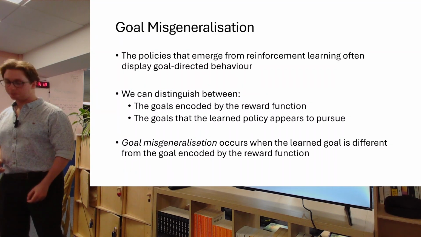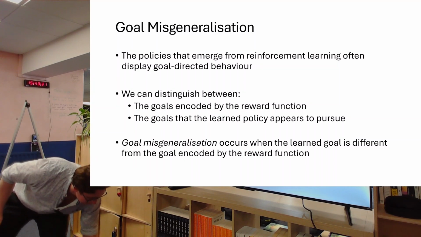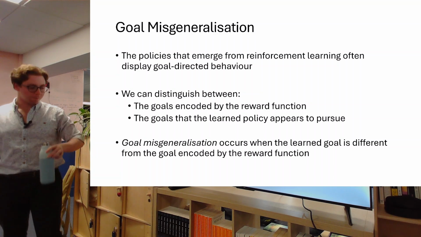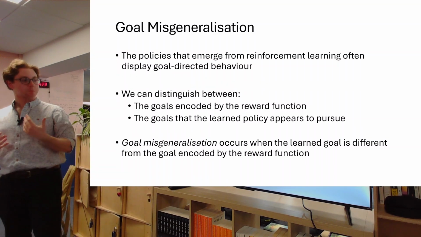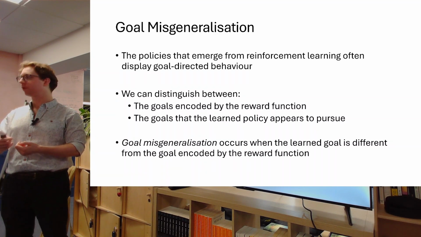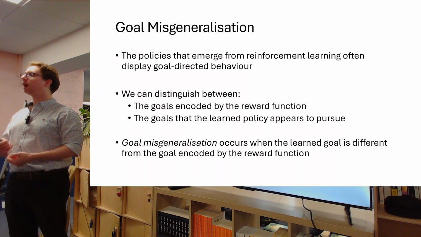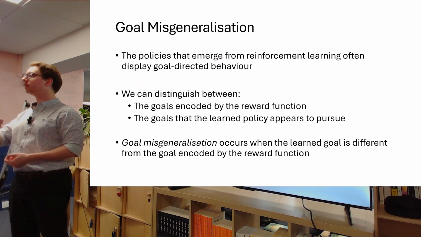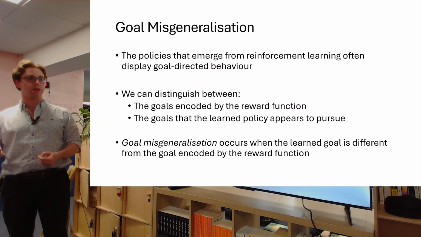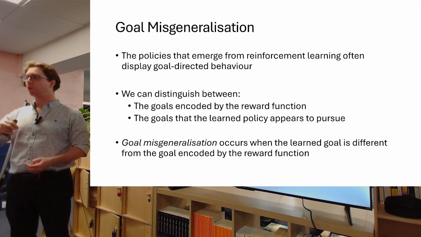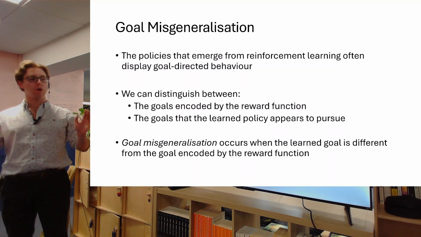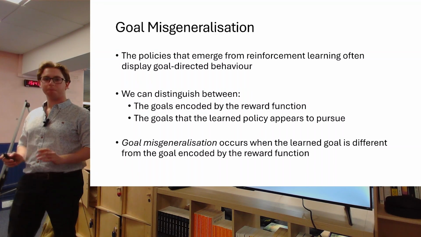Yeah? When you say encoded, do you mean the literal values of the reward function, or do you mean what the designers intended when they were writing the reward function? When I say encoded here, I am talking about what the reward function actually encodes, not what the designers are getting at. When we come on to reward hacking, we'll talk about discrepancies between what the designers intend and what the reward function encodes. But for goal misgeneralization, we're going to assume that the reward function actually encodes the behavior that you want, right? So there's nothing wrong with our reward function in the goal misgeneralization setup.